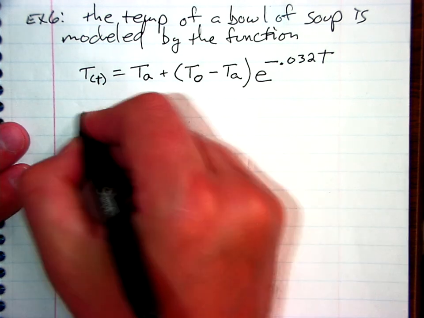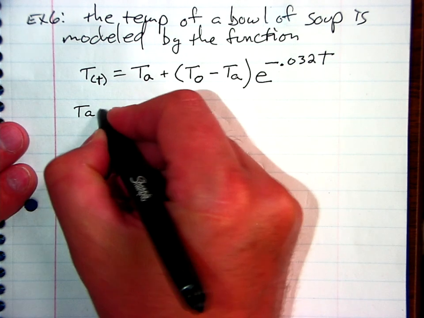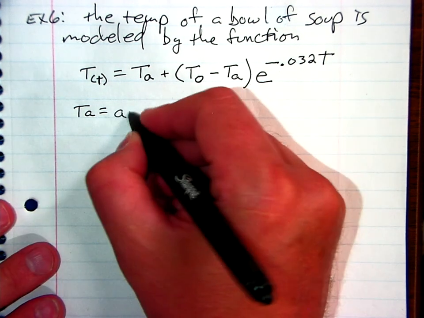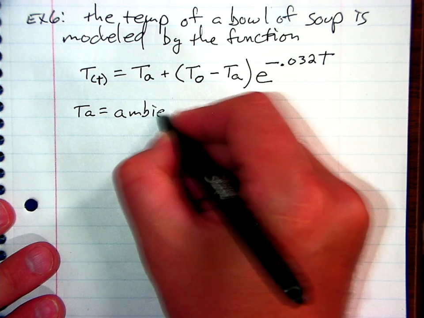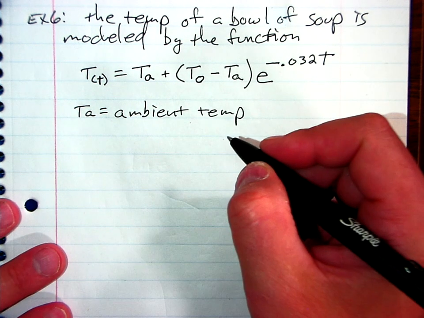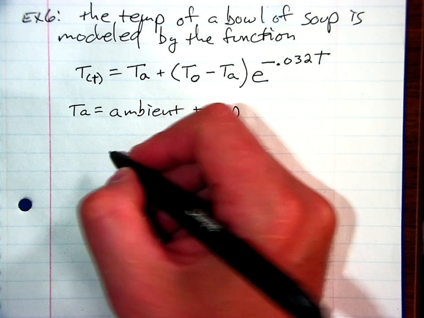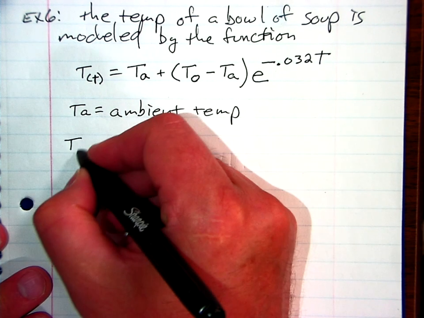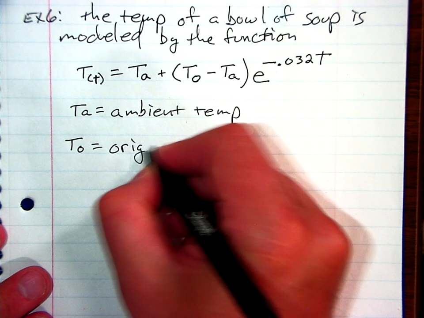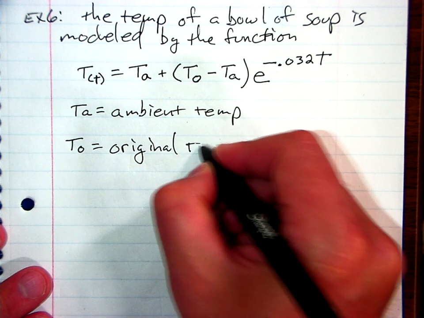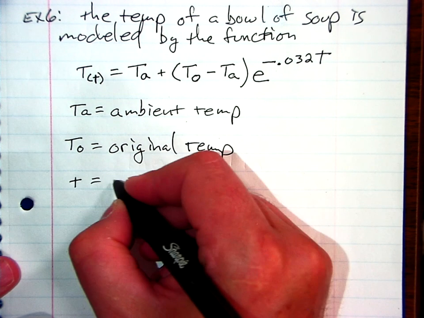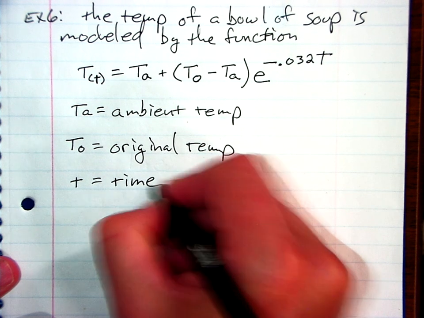All right, let's figure out what some of this stuff is. All right, Anna, what does ambient mean? What is ambient temperature? Do you know? That's just the temperature of the room right now. All right, TO is the original temperature. Lowercase t is time.